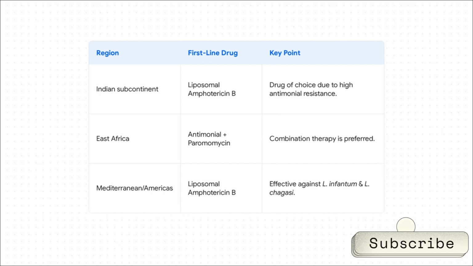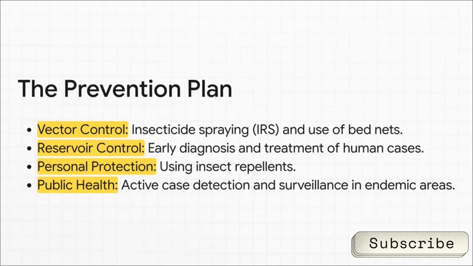So for the Indian subcontinent, and this is a high-yield point, the old drugs, the pentavalent antimonials, they just don't work anymore due to high resistance. The drug of choice, the one you need to remember, is liposomal amphotericin B. In other places, like East Africa or the Americas, they might use different combinations, but for India, it's liposomal amphotericin B.